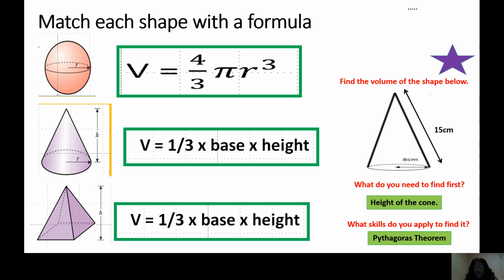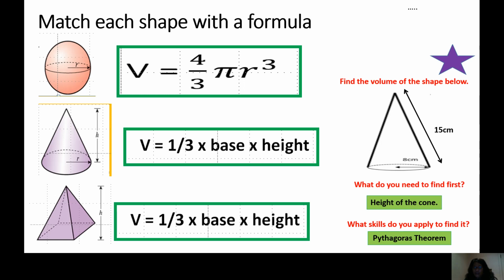The hidden question here, or what you should do first, is ask yourself what you need to find first. You know that the volume of a cone is 1/3 the base area times the height. The base area, which is a circle, is pi r squared. Have you got the radius? Yes, it's 8. Now you want to find times the h. Where is the height? It's not there, so what you actually need to find is the height.